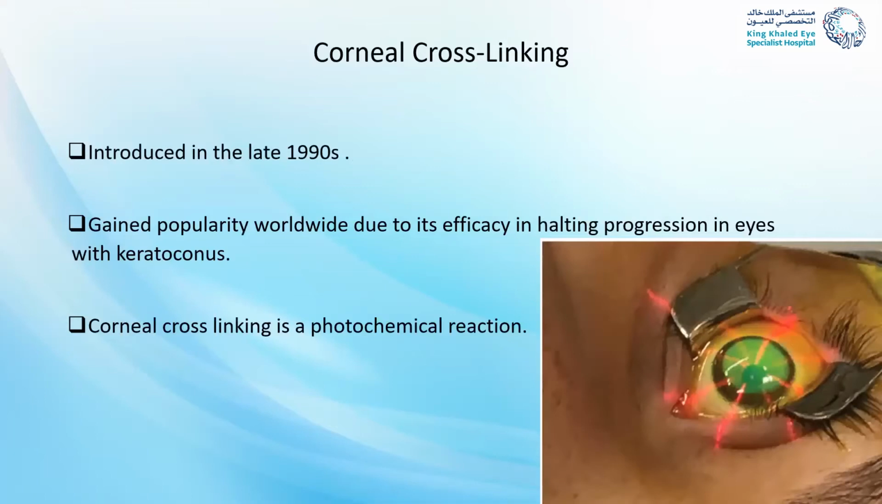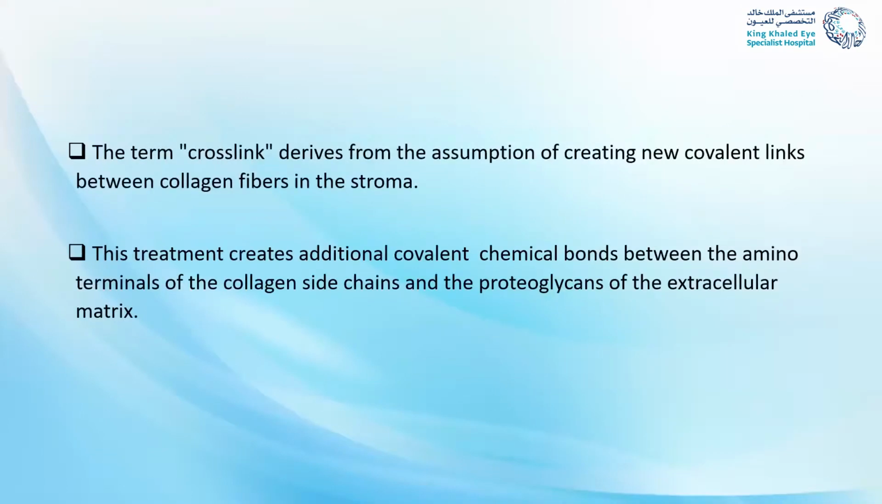So in corneal cross-linking, which was introduced in the late 1990s, the main indication or the main interest was because of keratoconus and its ability to halt the progression of ectasia in these eyes. And you will notice throughout the presentation, all the protocols and the set of everything that's being discussed is mainly related to keratoconus because it's the main interest for corneal cross-linking. So as I mentioned just a moment ago, it's a photochemical reaction.